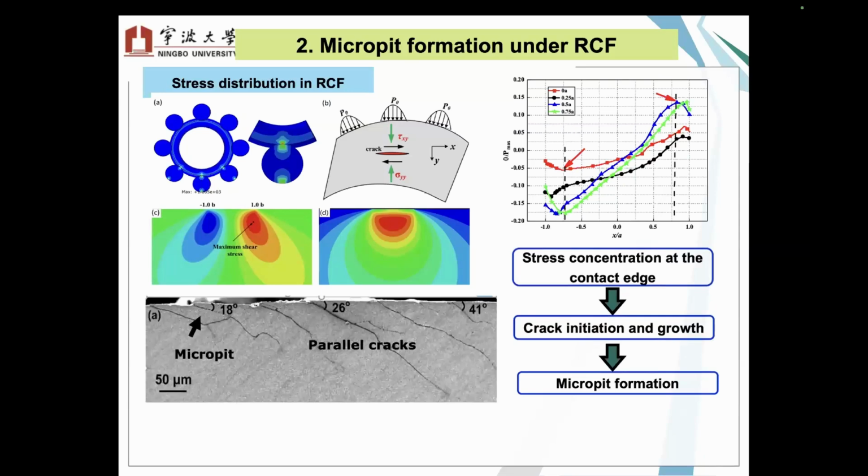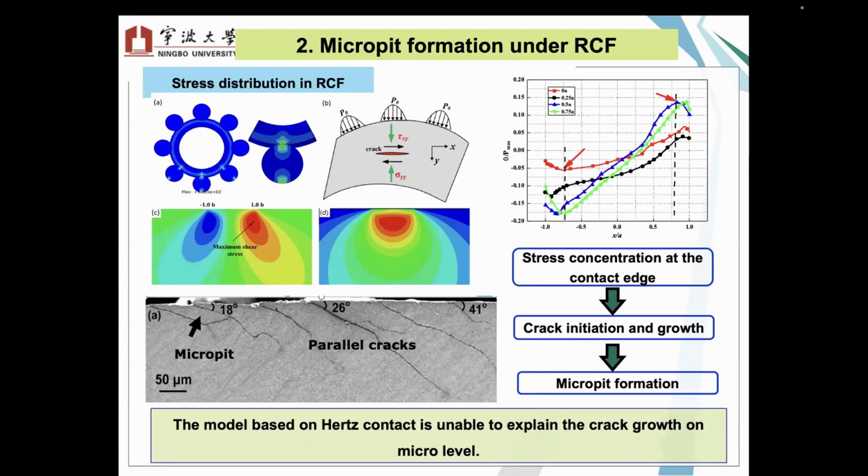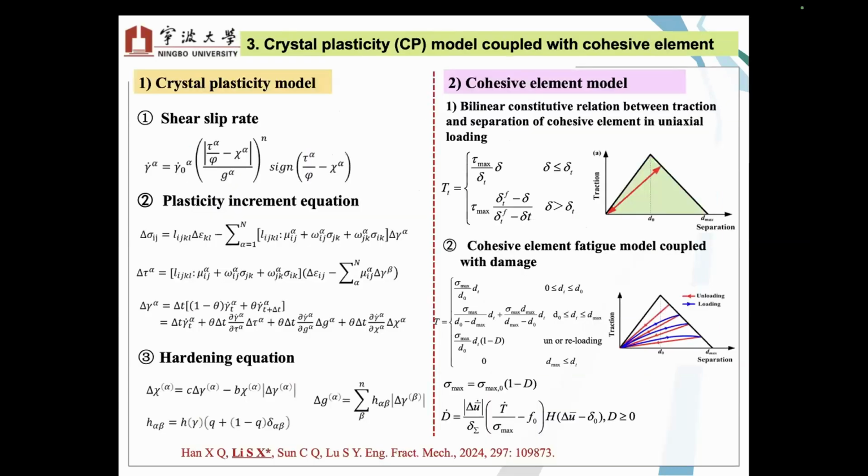And then those cracks go parallel and they shift towards the surface or stop growing, and those cracks link with each other, they form the pit. Here's how the cracks form. Because the model based on Hertz contact is unable to explain crack growth on the macro level, how could those stop growing, or why do they shift towards the surface rather than going deep? So that's the question.